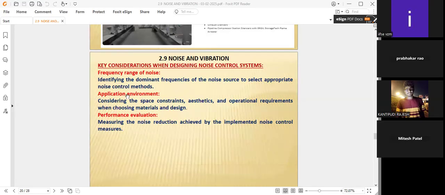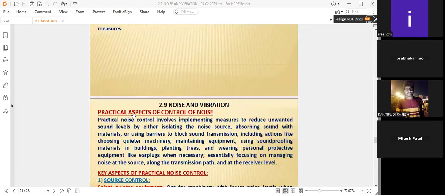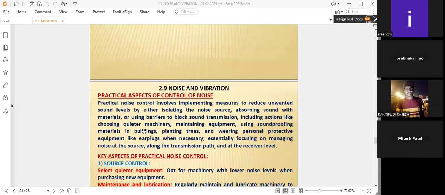These are the things to be taken care of while designing or deciding to install in the workplace. The organization has to remember all these key points. And what are the practical aspects of the control of noise? There are some practical difficulties where the organization cannot provide silencers, either absorptive, reactive or hybrid. We have to go for different engineering methods.